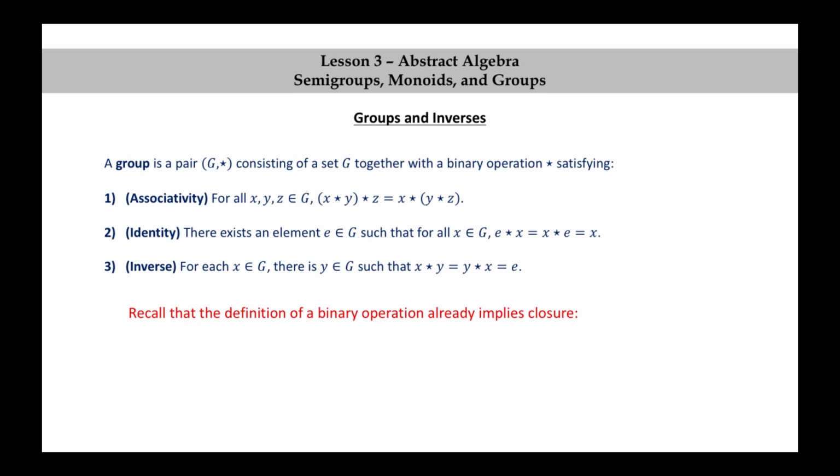Recall that the definition of a binary operation already implies closure. Some authors will explicitly mention closure as one of the properties that a group satisfies. So closure says for all x, y in G, x * y is in G. A group is commutative or abelian if for all x, y in G, x * y is equal to y * x.